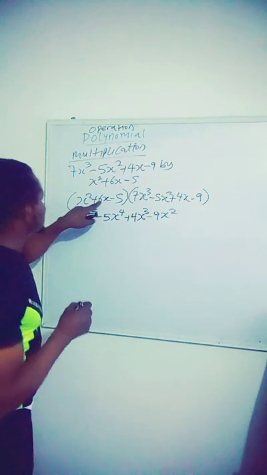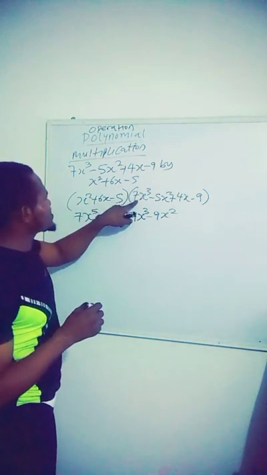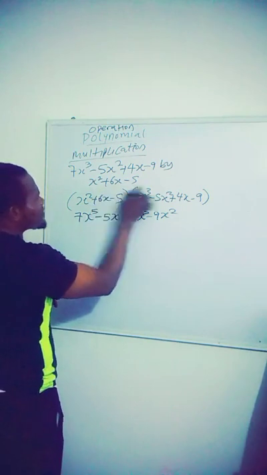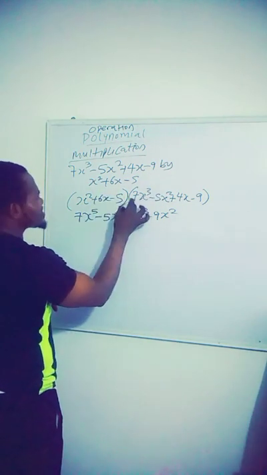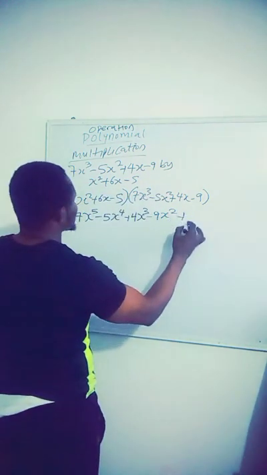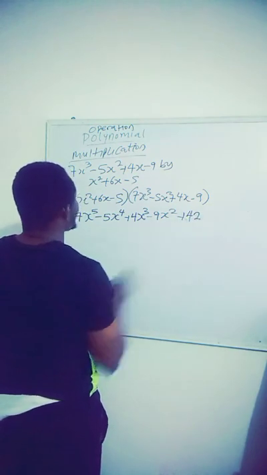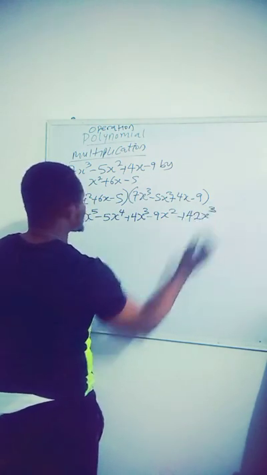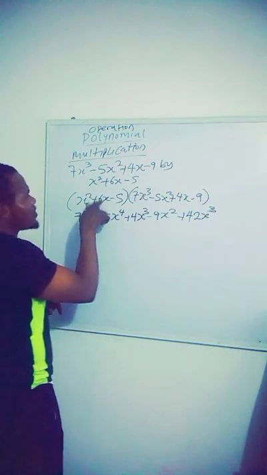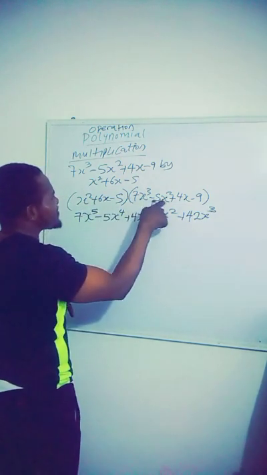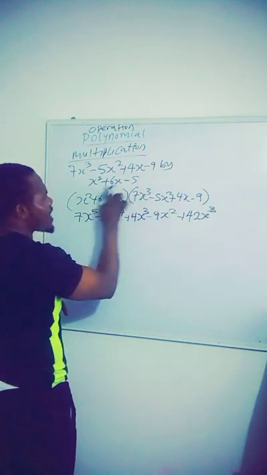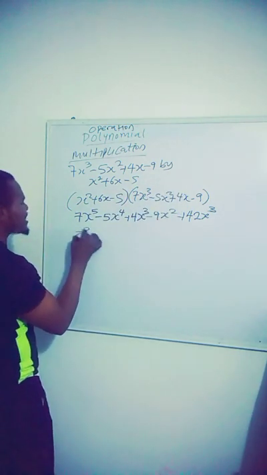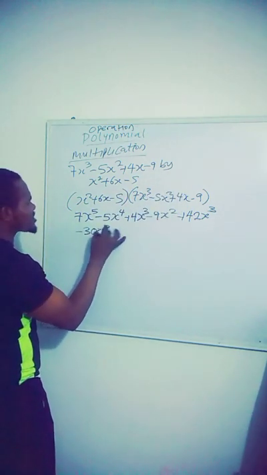We move to this. 7x times 6x times 7x cubed. So you add the power, 1 plus 3, that is 4. 6 times 7 gives us 42x raised to power 4. Then 6x multiplied by minus 5x squared. You add the power, 1 plus 2, that is 3. 6 times 5 is minus 30x raised to power 3.